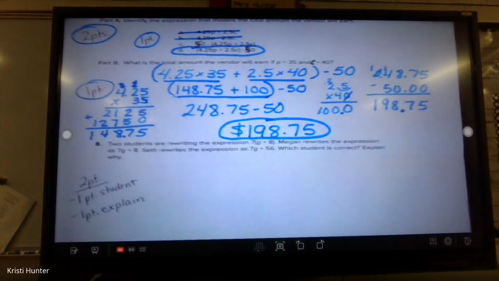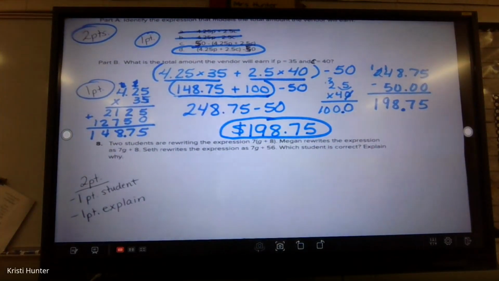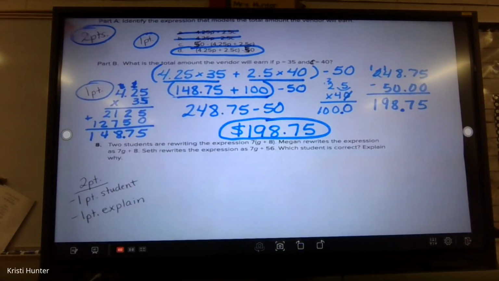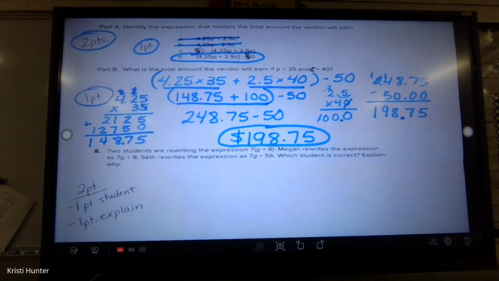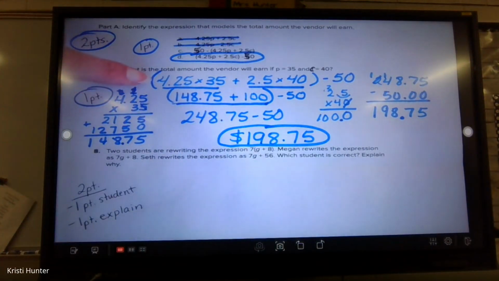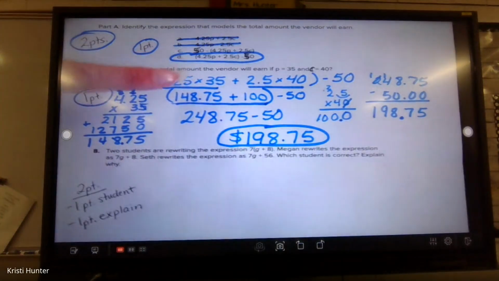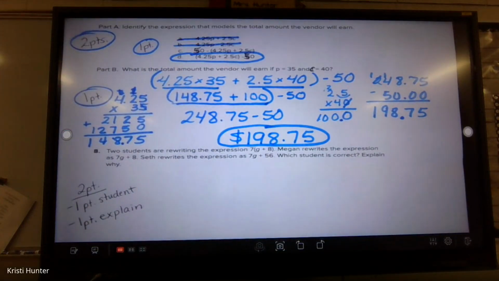So my answer would be $198.75 is the total profit. Again, this is a 2-point problem, one that you selected this correct equation. And the second point comes from that you substituted in the numbers it gave you and worked your math correctly. I will give you a half point on this one if you substitute in your numbers correctly, but you didn't get the math part of it right. So make sure you show me all of your work.